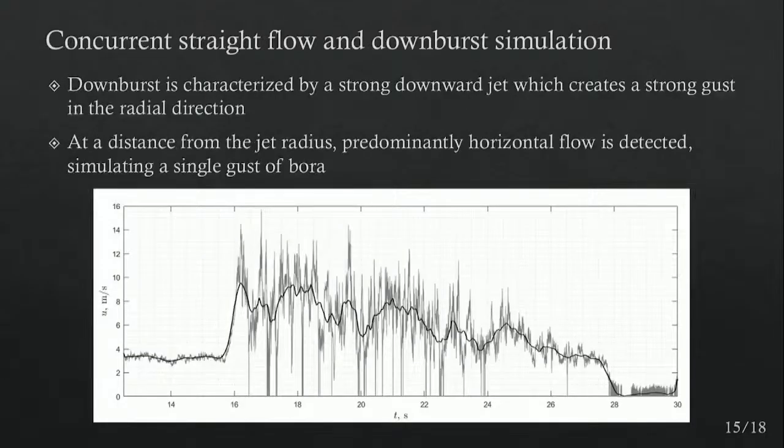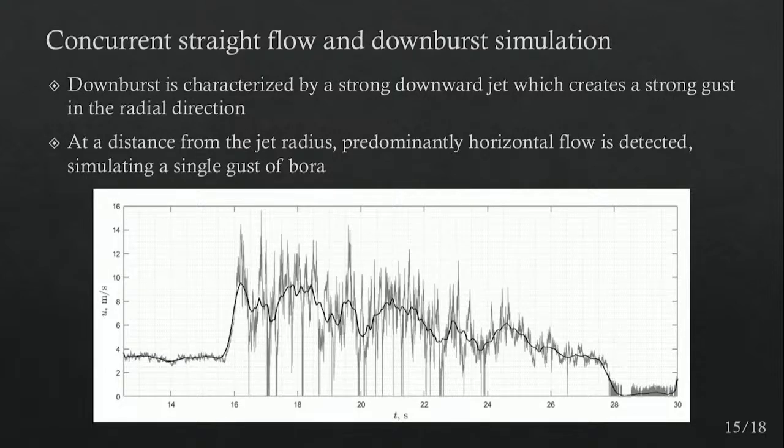And then the last method that we use is the concurrent straight flow and downburst simulation. So at this point, I think everyone knows what a downburst is. So we have this strong downward jet, we have this strong gust then in the radial direction. If we put our measurement equipment, our Cobras, far away from the jet location, we can get the predominantly horizontal wind velocity. And this is what we can see here in the time history.